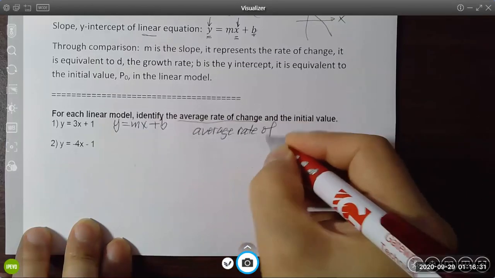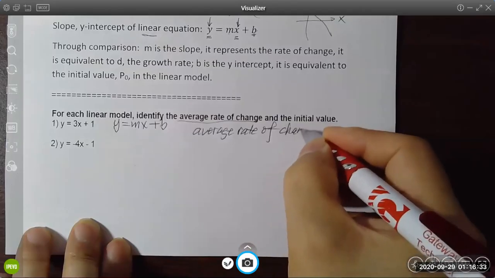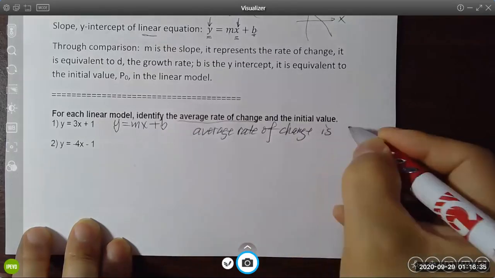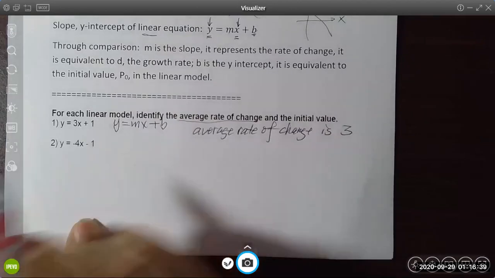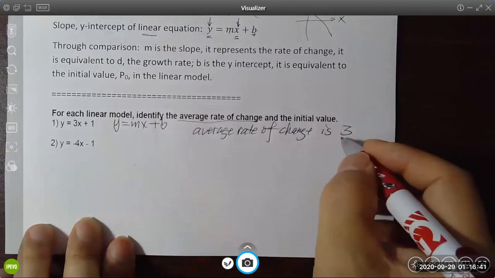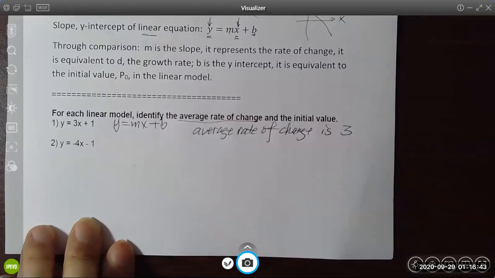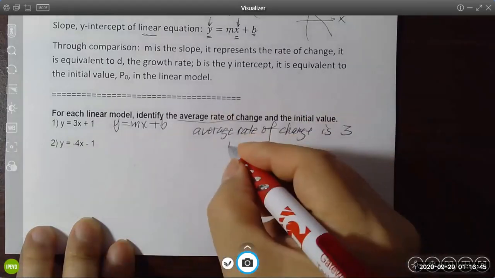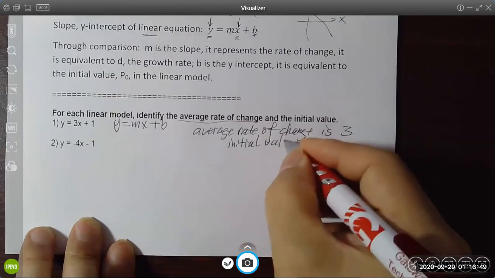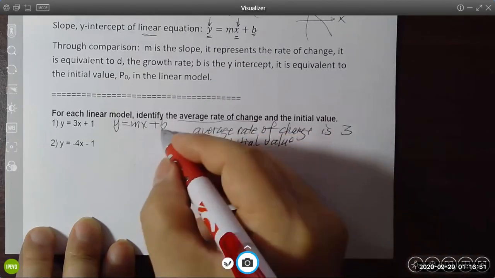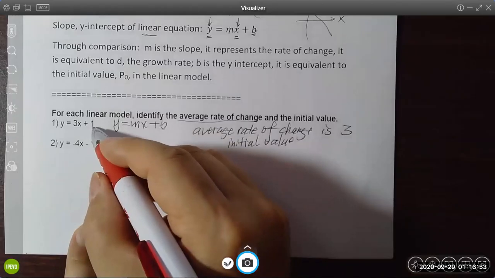So your answer is the average rate of change is 3. What does that mean? For every unit change in x, y will increase by 3, because it's a positive number, which indicates an increase. And the initial value for this one is equivalent to this b, which is this. That's the constant number by itself.